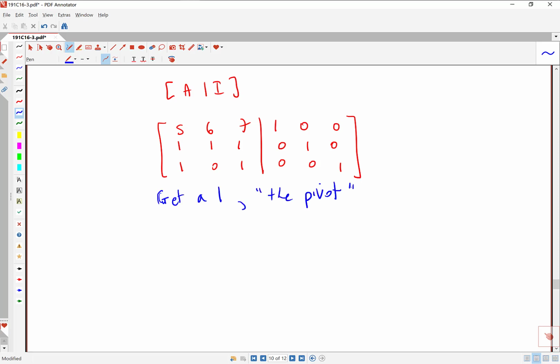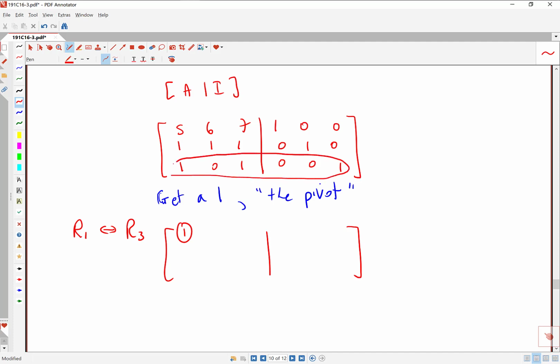So we're going to get a 1 in the upper left position. Normally the way we would get a 1 is we would divide a row through by something. So we could take row 1 and divide it through by 5. But if we do that, we're going to get a lot of fractions. There's actually a third operation that we haven't used yet that can help us. We are allowed to swap rows. So we can just change row 1 and row 3, meaning bring the entire row 3 up to the top.